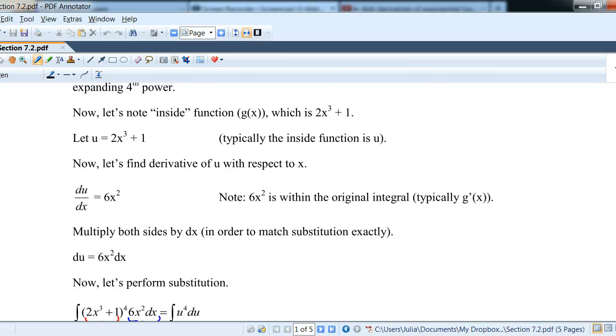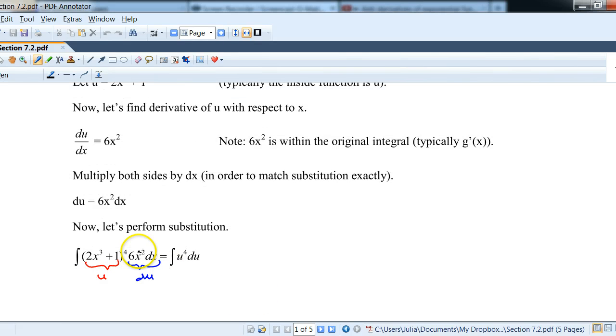This is what I usually do. To perform the substitution, this is how I have it written out. So 2x cubed plus 1, this is your u. 6x squared times dx, that whole thing is du. And so we substitute. Notice in the new integral, all you have is u. You don't have anything else. So you have u to the 4th times du. Now note how we made the integral a lot simpler than before. U to the 4th power is a lot easier to integrate than what we had before.